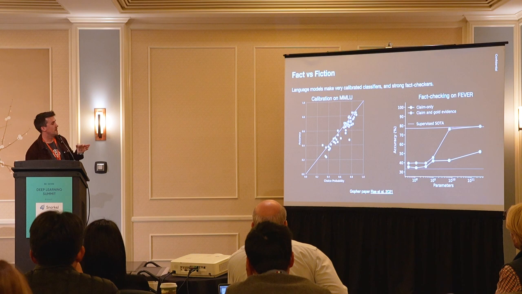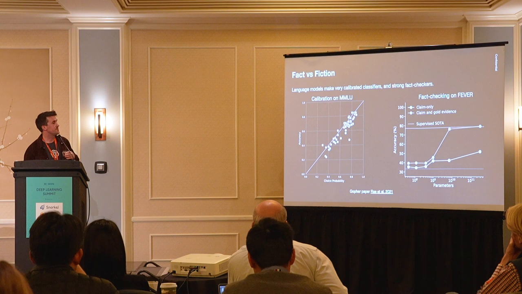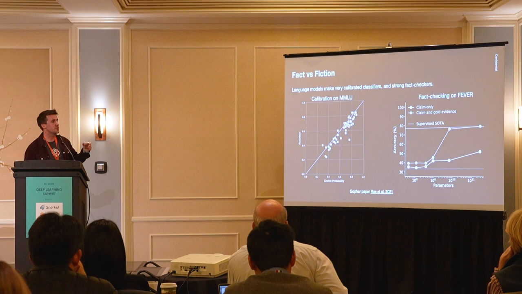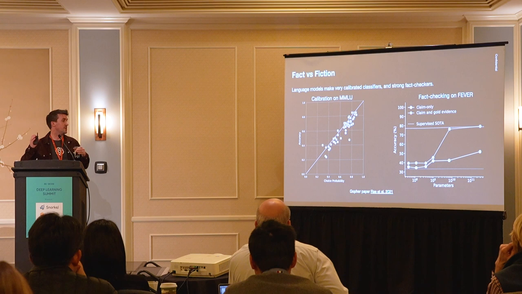So on the left, this is evaluating the model on multiple choice human exams on a series of 57 different ones. And we just look at the calibration of the model. So when the model places a 30% probability on an answer, we look at whether it was right 30% of the time, 50%, 60%, et cetera.